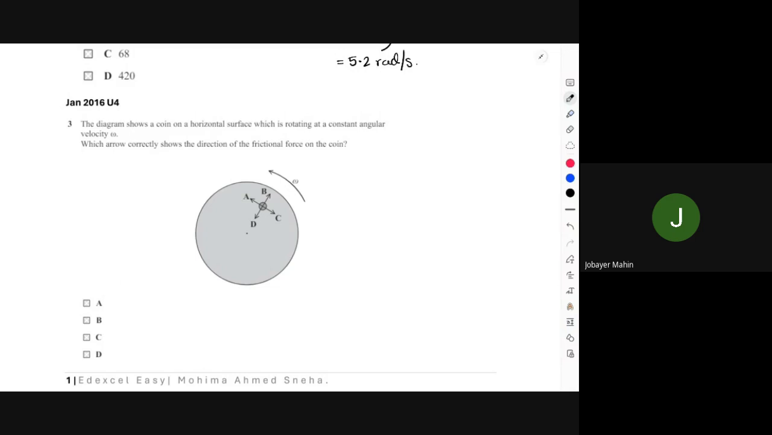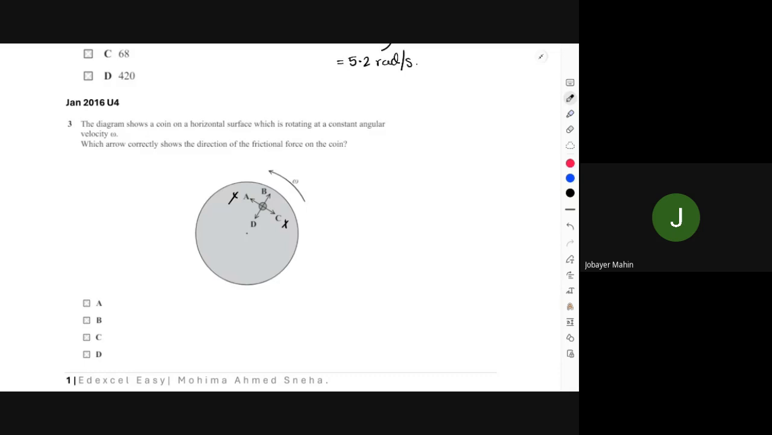As we can understand, only the frictional force over here is going to be creating that specific centripetal force, right? A does not represent any significant force to make this particle move on the circular pathway. Yes, D is the correct answer. C is also not a significant force. Okay, B is a reaction force, so that is again not a significant force.